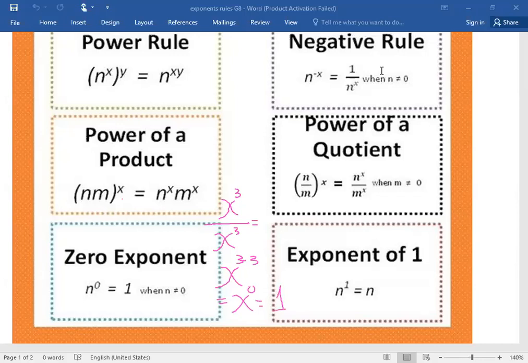Let me give you another reason. x to the power of 3 divided by x to the power of 3. Why does this question equal 1? If I want to expand x to the power of 3, it will be how many?